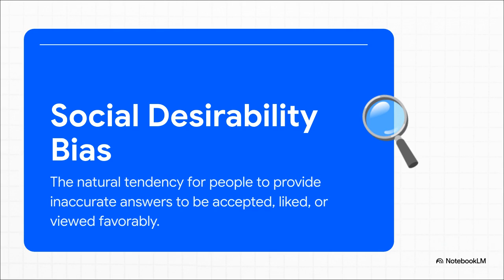There's something called social desirability bias, which is really just our natural human tendency to want to look good. We all do it. People might say they vote or go to church more than they really do, or maybe underreport behaviors they think are frowned upon, all because they want to present a better version of themselves.